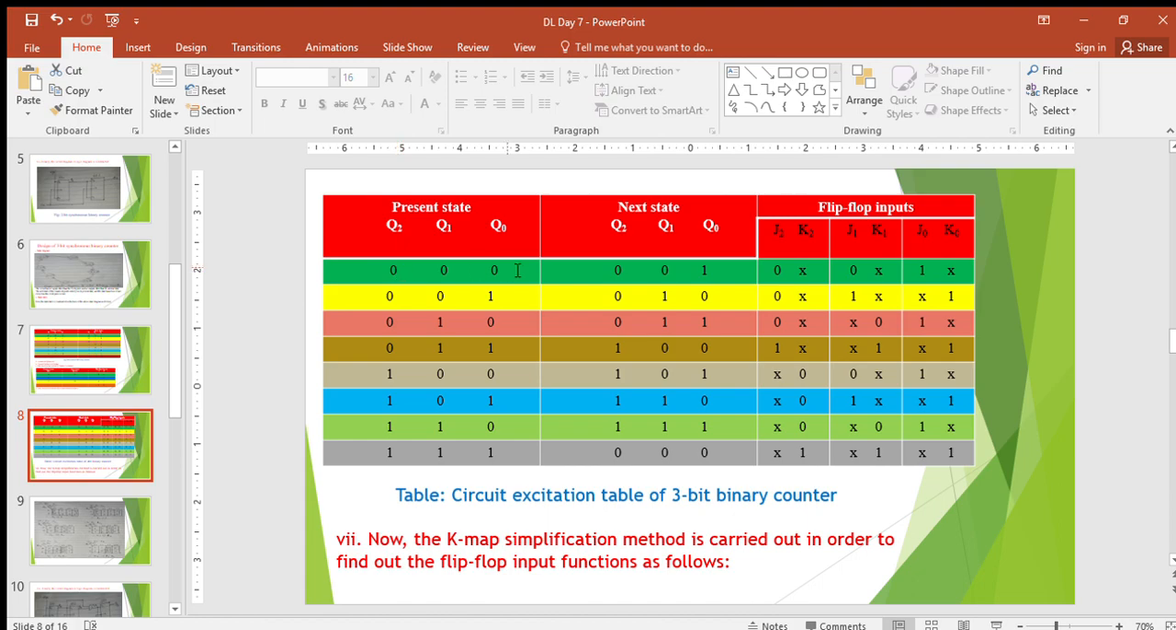If the present state is 0 and the next state is also 0, then the flip-flop inputs will provide the value of 0 and don't care. In the same way, when the present state of Q2 is 0 and the next state of Q2 is also 0, then the flip-flop inputs are going to provide the value as 0 and don't care.